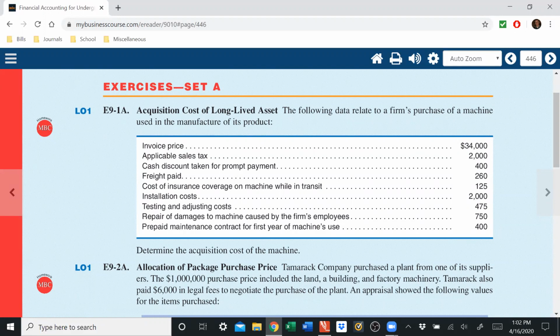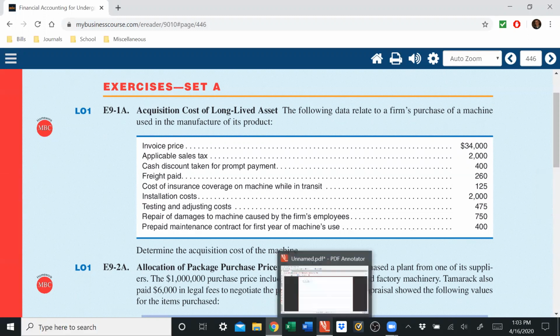We had to pay the installation costs. We had to pay the testing and adjusting costs. Now, repair of damages to the machine caused by firm employees. That's not a cost that's getting the machine ready for its intended use. Prepaid maintenance contract for first year of machine's use. This is some contract we've entered into during the first year. Any maintenance we need to do on the machine to keep it up and running, we've prepaid this amount, but this isn't a cost that's getting the machine ready for its intended use. So we would not add the 750 or the 400.